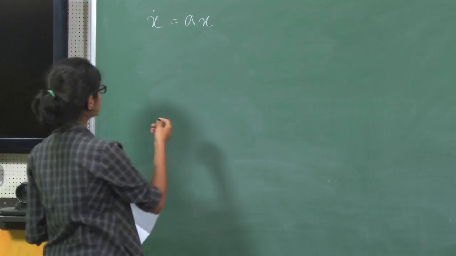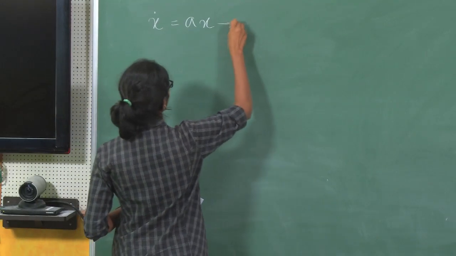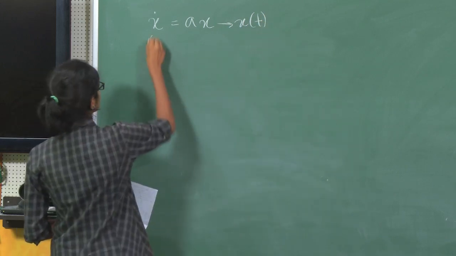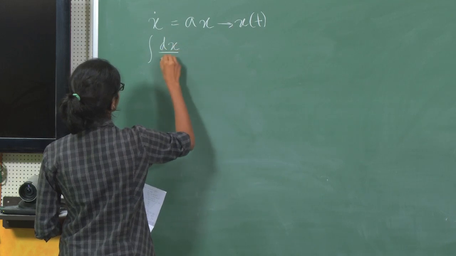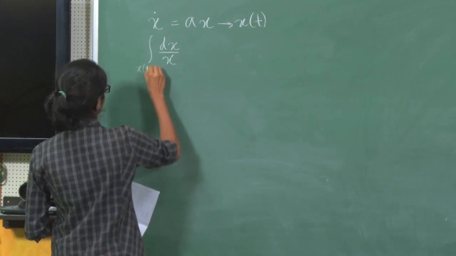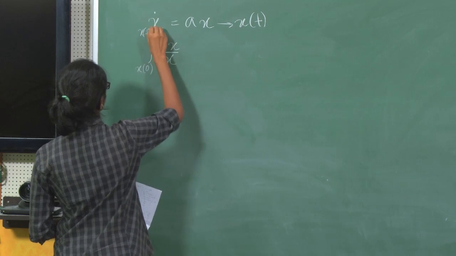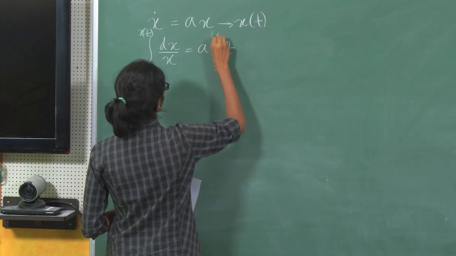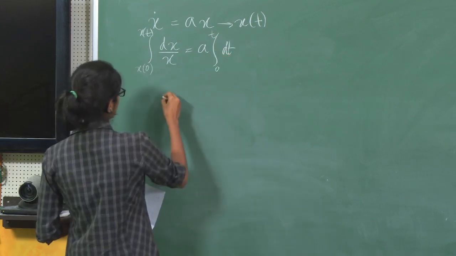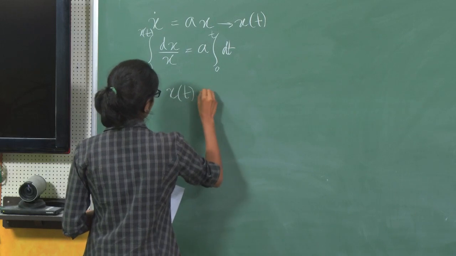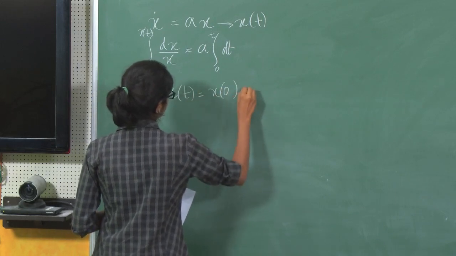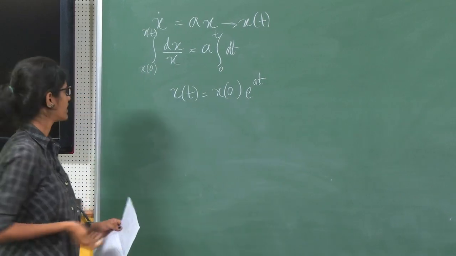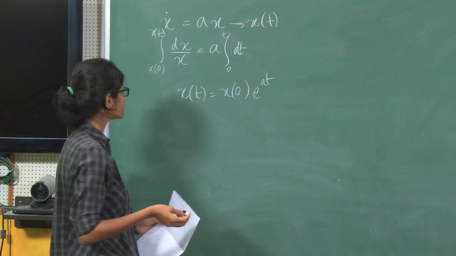So let's start with a simple scalar system, x dot equals ax. Now if we want to get a closed form expression for x of t, then what we do is just integrate this. So we have integral dx by x from x of 0 to x of t equals a times integral 0 to t dt. So you solve this and you get x of t equals x of 0 e power at. So this is simple because it's a scalar homogeneous system without any inputs.